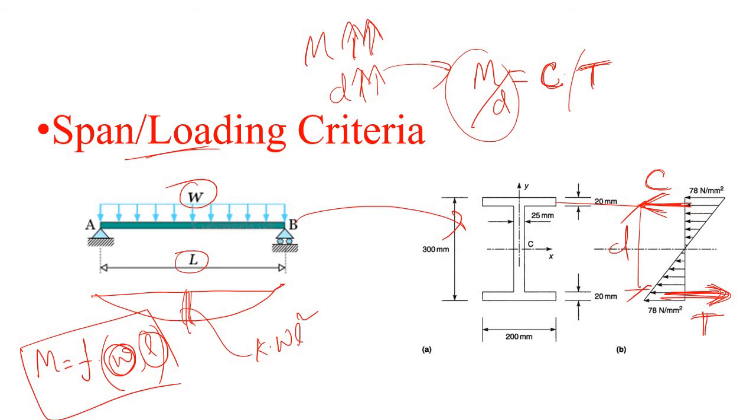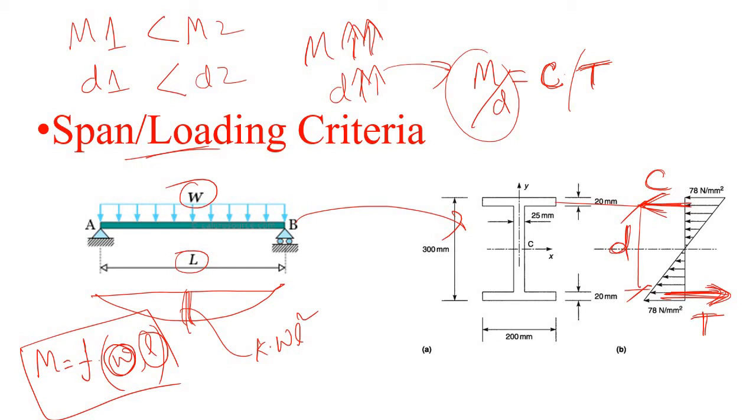So let's say initially the bending moment was M1. In that case, depth D1 was sufficient. Now, if you have a larger bending moment, that is M2, in that case you have to provide D2, that is greater than D1.